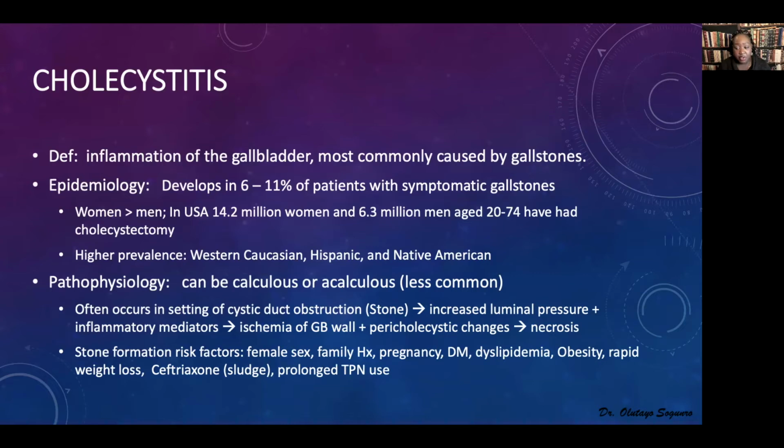Pregnancy is a risk factor for the development of cholesterol stones because it is associated with both a qualitative change in bile composition and delayed gallbladder emptying, both of which promote stone formation. Rapid weight loss is also a risk factor for stone formation. The exact mechanism is not completely understood, but it is seen in patients with low calorie diets as well as patients who've had gastric bypass surgery.